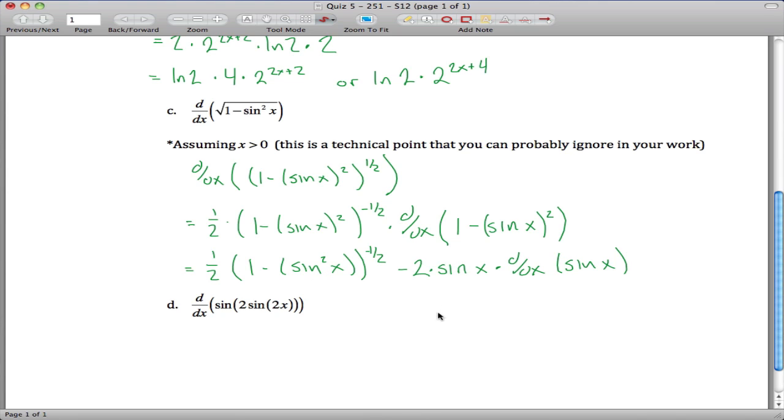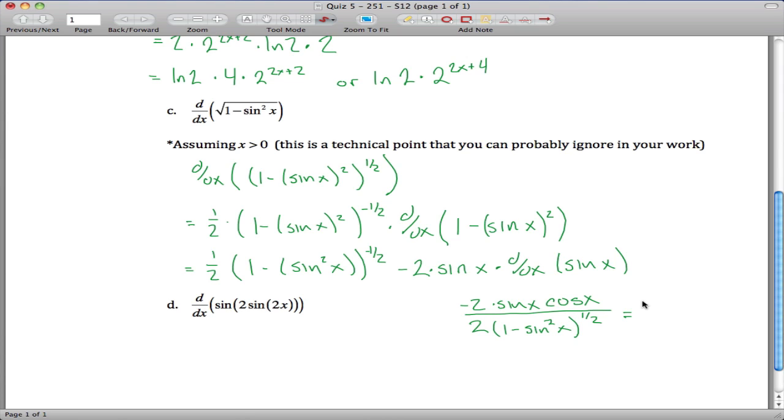pieces to the top and the bottom of a fraction maybe. 1/2 gives me 2 on the bottom, got this negative 2 up top. All this mess, this 1 minus sine squared of x raised up to the negative 1/2 power, I can put it on the bottom of the fraction, and then I got a sine of x and a cosine of x. And you can simplify this a little bit. The negative 2 and the 2 cancel out.